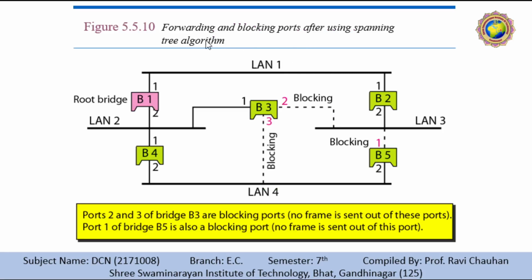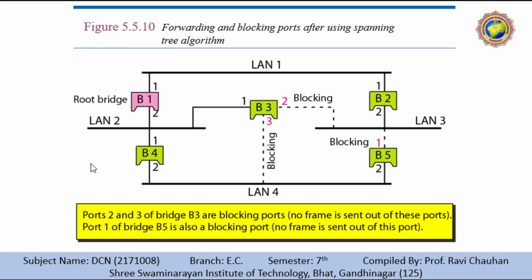Our figure shows a physical system of LANs with the forwarding ports, shown as solid lines. You can see the forwarding ports, and the blocking ports are shown as dashed lines. So there are blocking ports.